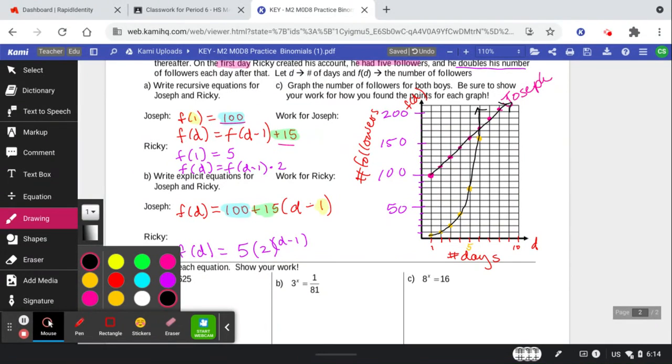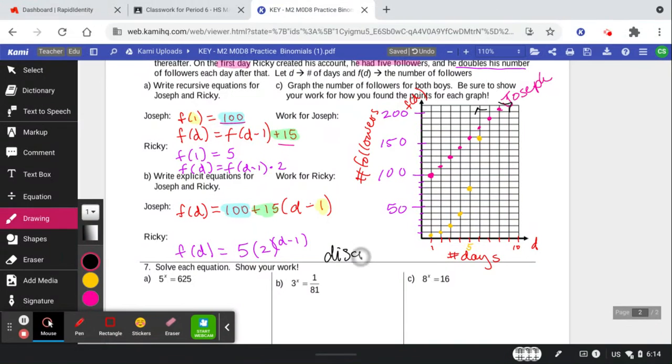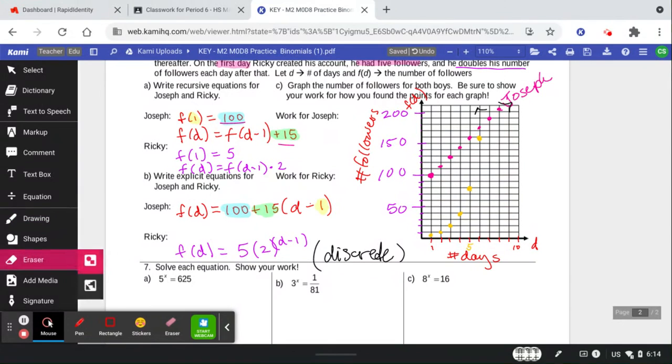I don't know exactly what that point is, but should this be connected? I would say no, probably not, because a half follower doesn't really exist, right? You either have 1 or 2 or 3 or 100 followers. There's no such thing as a half follower in between. So I would keep this graph discrete or dots because of the context, because people can't be split in half. At least we don't want to. I don't know. Do you want to?